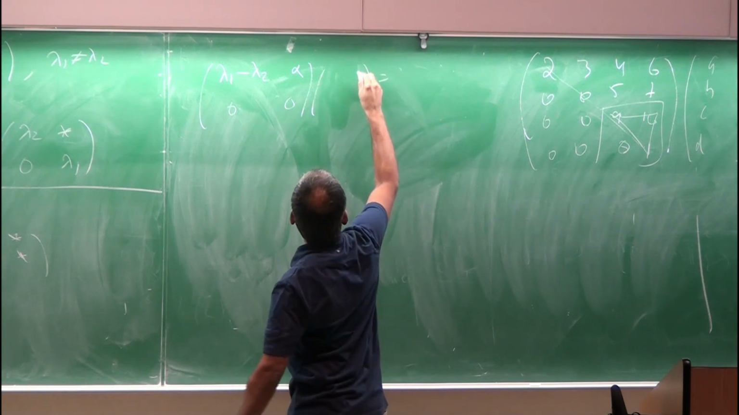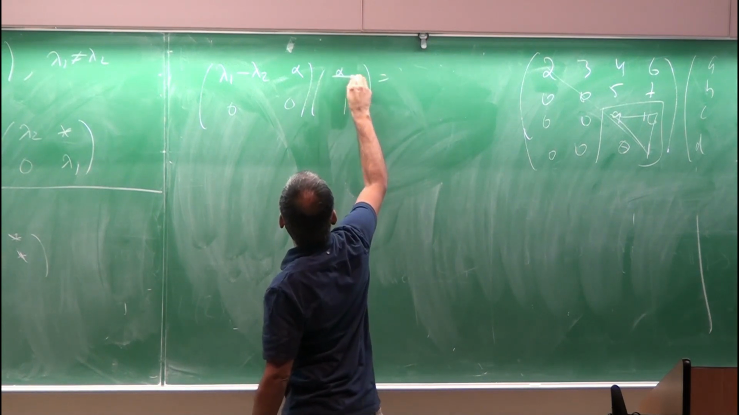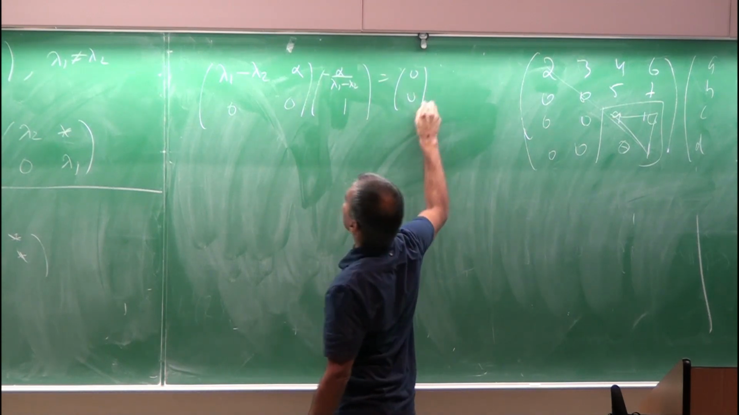Right? I can take B to be 1 and A minus B to be alpha divided by lambda 1 with a minus sign, and that's 0, 0. Right? So that will be my solution.